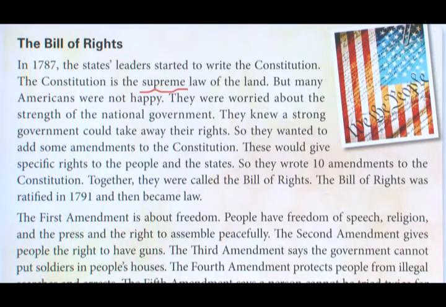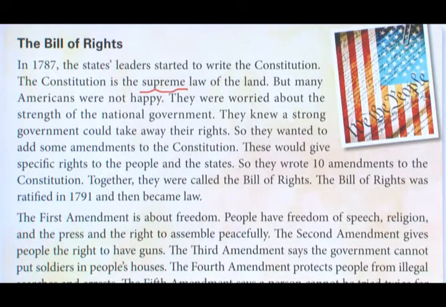So they wanted to add some amendments to the Constitution. These would give specific rights to the people and the states. So they wrote 10 amendments to the Constitution. Together, they were called the Bill of Rights. The Bill of Rights was ratified in 1791 and then became law. The First Amendment is about freedom.